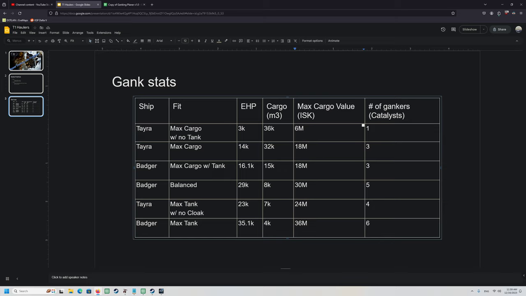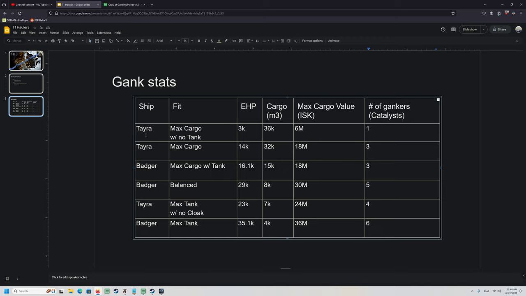So if you're flying this Tayra with this fit, this is a max cargo fit with no tank on it. So it has a measly 3,000 EHP, but has a whopping 36,000 cubic meter cargo hold. But if you haul any more than 6 million ISK in your cargo hold, then you are profitable for gankers to kill. So pretty much if you go beyond these limits, you are a gank target for profit. Also, I put here the number of gankers it'll actually take to blow that ship up. This one only takes one person and a Catalyst to blow your ship up. So that's pretty easy to do.